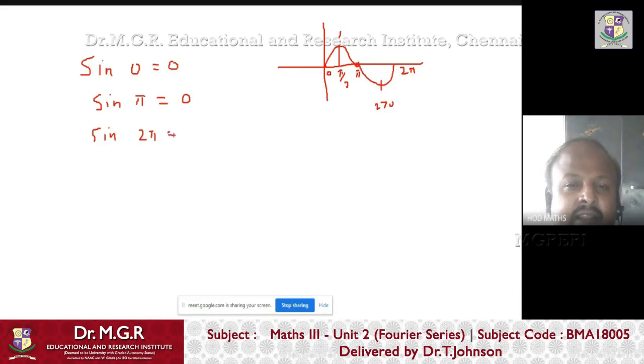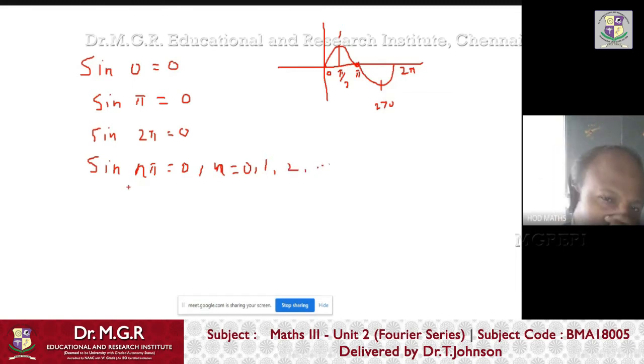So for every 180 degree, it touches 0. So in general, we can write sin n pi, where n is any natural number. Then sin n pi is always 0 for all values of n from 0 to infinity. So one thing you should know, sin n pi is 0. Keep this in your mind.